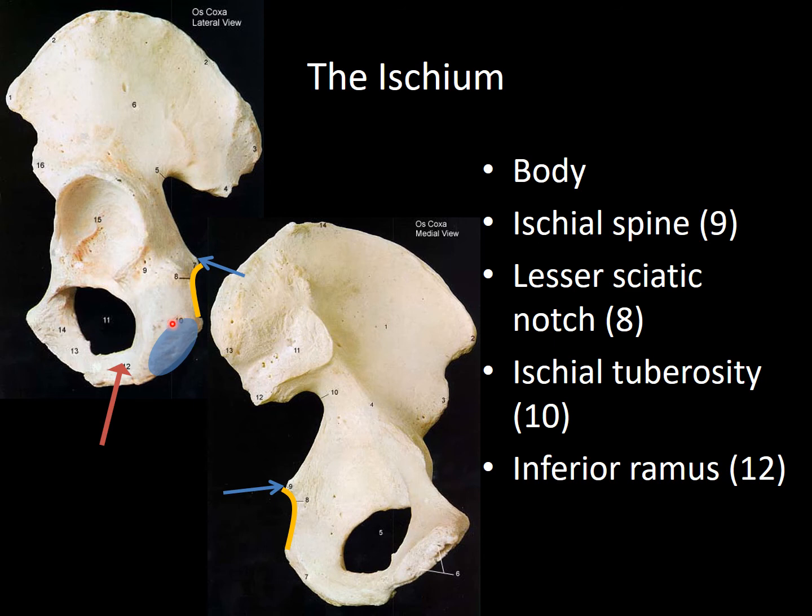And we've talked about ischial tuberosities before. So on the ischium itself, the body is the whole thing. It's just the word for the whole thing. And you have this ischial spine, the lesser sciatic notch, that tuberosity, and that inferior ramus.